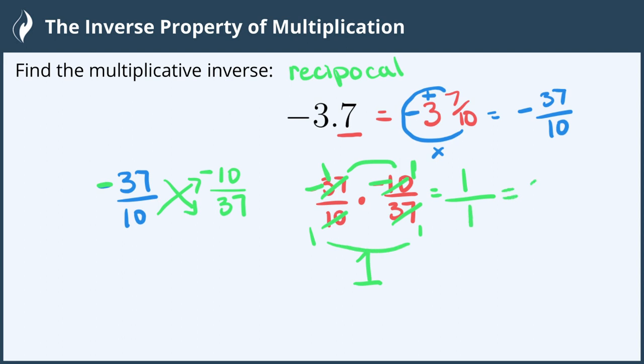And 1 divided by 1 is +1, which is the multiplicative identity, which means that our reciprocal, or the multiplicative inverse of -10/37, is correct. And we're all done.